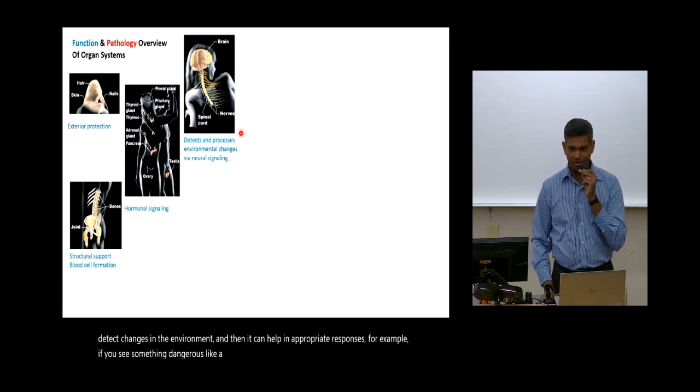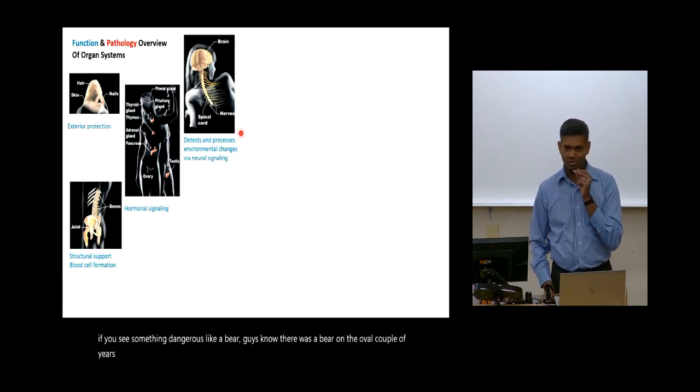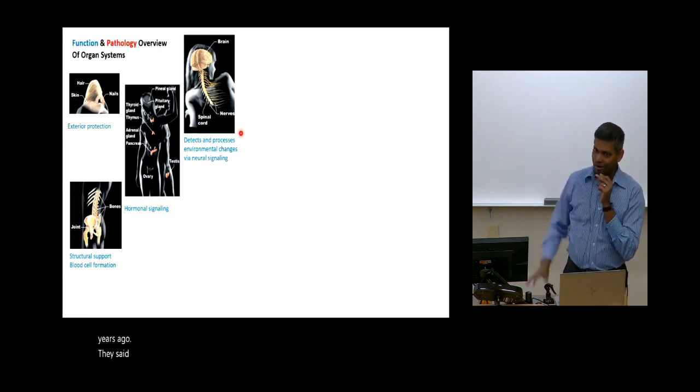You guys know there was a bear on the Oval a couple of years ago? Were you guys there? Yeah. Okay, there was a black bear on a tree in the Oval.